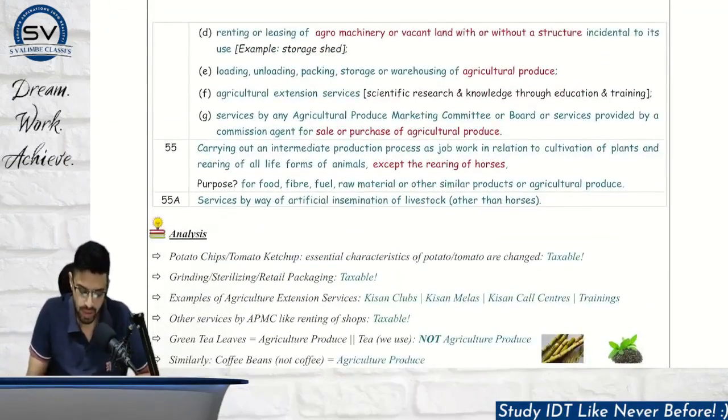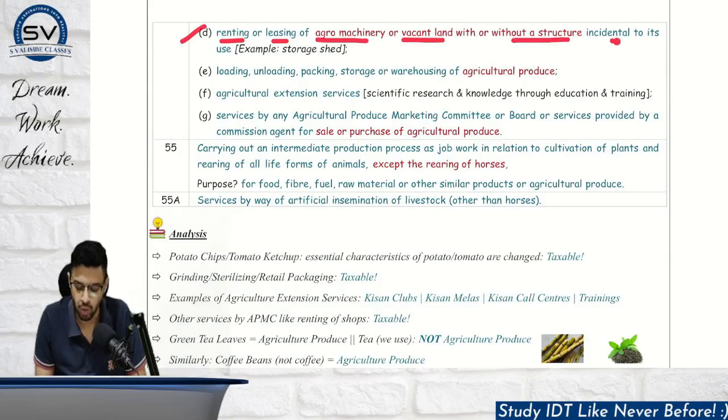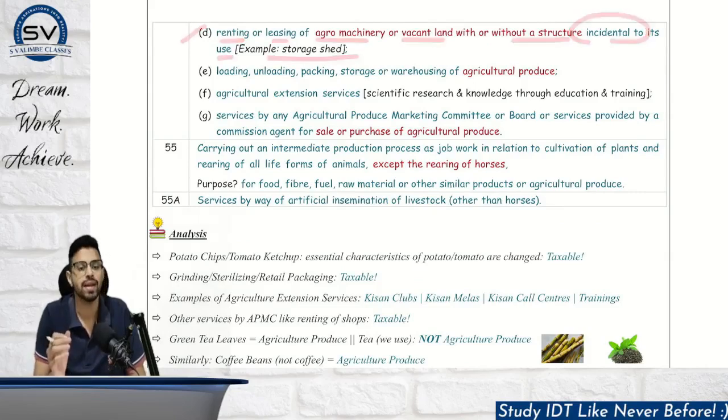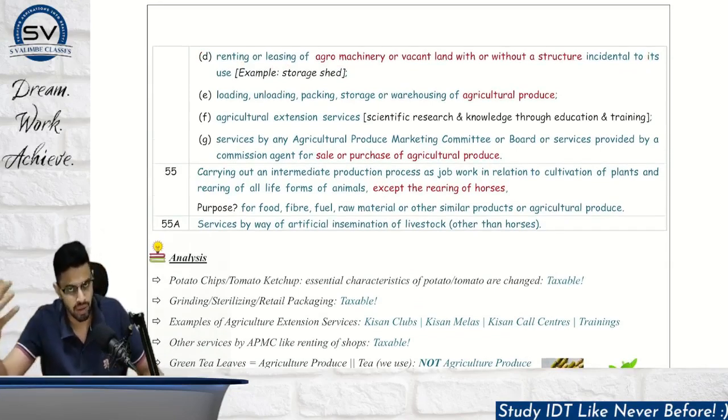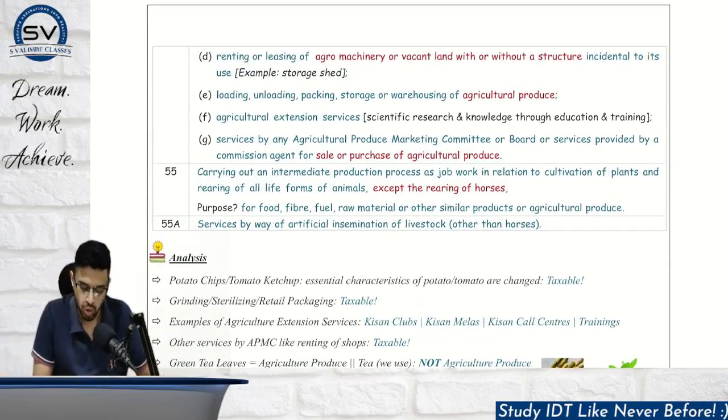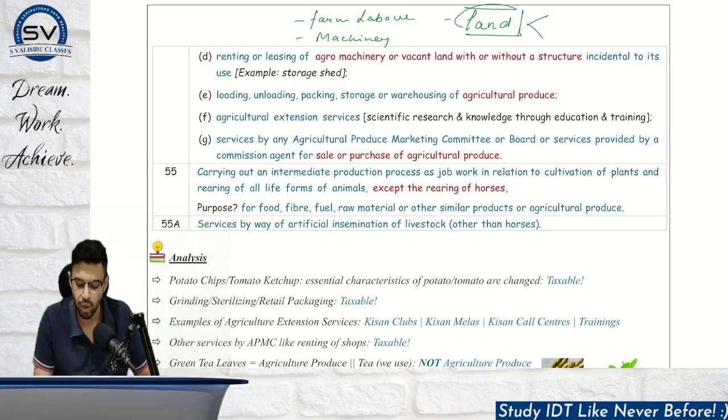Okay. Or other services and other operations are renting or leasing of agro machinery or vacant land with or without a structure incidental to use. For example, basically you are giving on rent some kind of machinery. So we can kind of conclude that supply of farm labor is also exempt, and supply of machinery is also exempt, and supply of land is also exempt. This land may or may not have some kind of a structure.